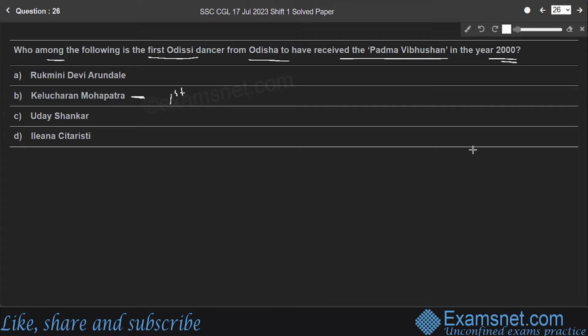So first recipient of Padma Vibhushan from Odisha, right? Whereas the remaining options, Rukmini Devi Arundale. Rukmini Devi was a well-known dancer and choreographer of the Bharatanatyam style of Indian classical dance. Rukmini Devi Arundale was an Indian theosophist. Whereas Uday Shankar, the third option, was an Indian dancer and choreographer. He received a Sangeet Natak Academy Award in 1962.